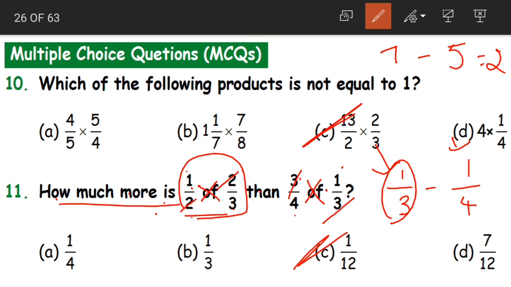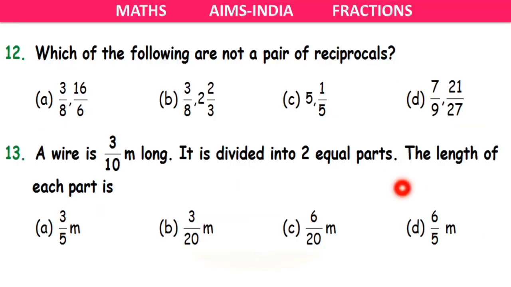The 1 by 2 of 2 by 3 is 1 by 12 more than 3 by 4 of 1 by 3. Clear students how to solve this question? First we multiplied, found out the products, and then we found out the difference. Yes. Moving on to the next question.